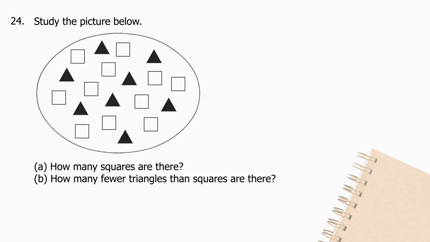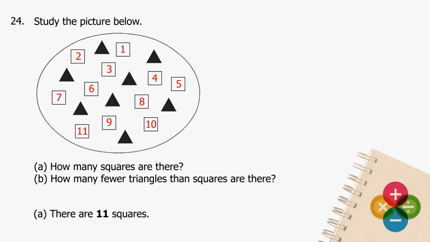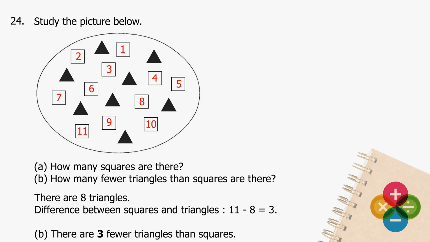Question 24. Study the picture below. A. How many squares are there? B. How many fewer triangles than squares are there? A. There are 11 squares. There are 8 triangles. Difference between squares and triangles will be, subtract 8 from 11, and the difference is 3. B. There are 3 fewer triangles than squares.